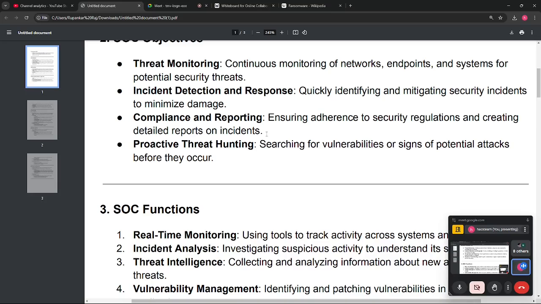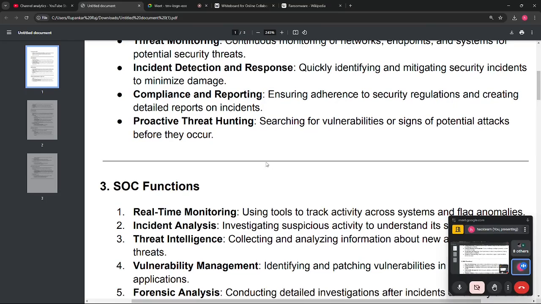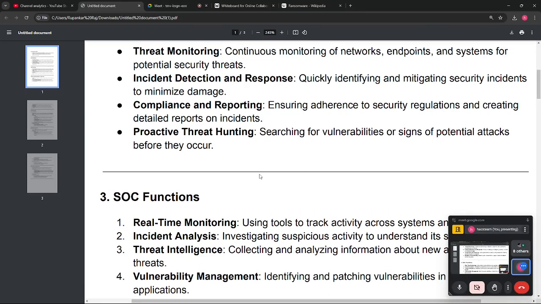So in that compliance and reporting, you are just reporting all the things that you are observing around you during your working hours. And after that, we have proactive threat hunting. In that, you are regularly monitoring all of your ports and scanning all of your systems for unpatched software.